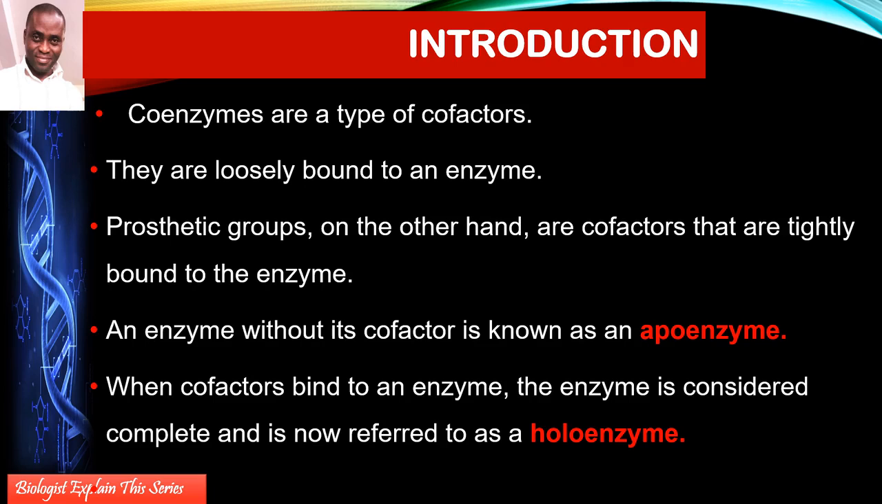So without its cofactor, you call an enzyme an apoenzyme. And once the cofactor becomes attached to the protein structure of the enzyme molecule, it becomes activated, and so we call it in this active form a holoenzyme. So in summary, the holoenzyme is the active form of the enzyme because of the cofactor attached to its protein structure, while the apoenzyme is the enzyme in its inactive form because it's not yet activated by the attachment of its cofactor.